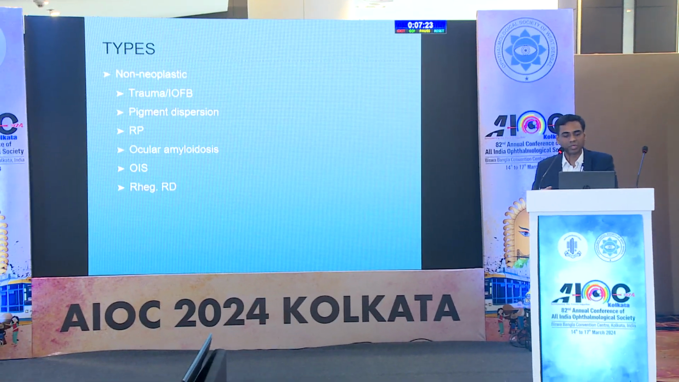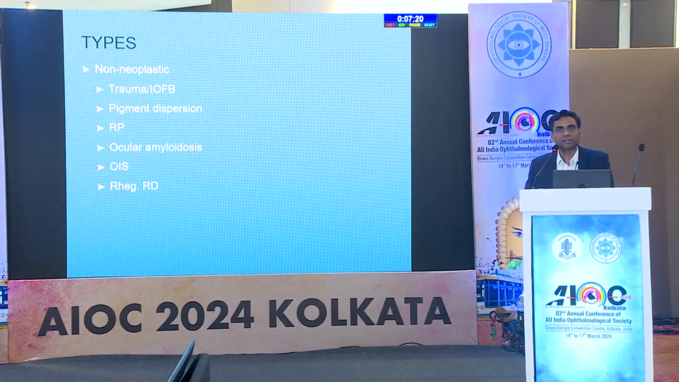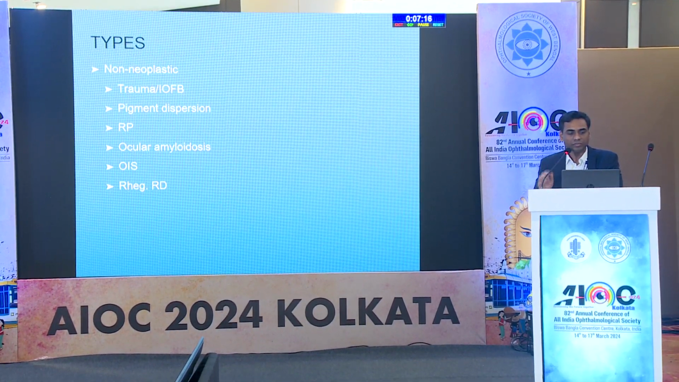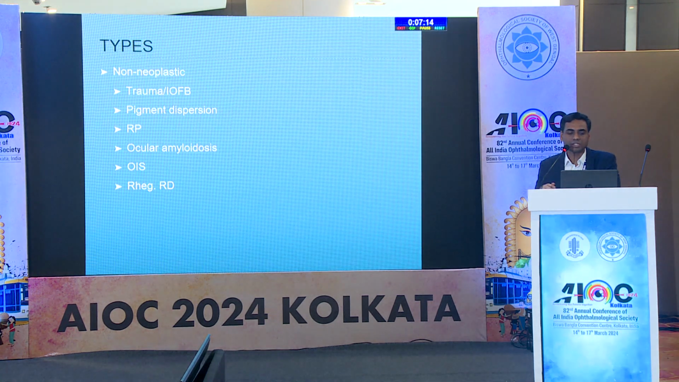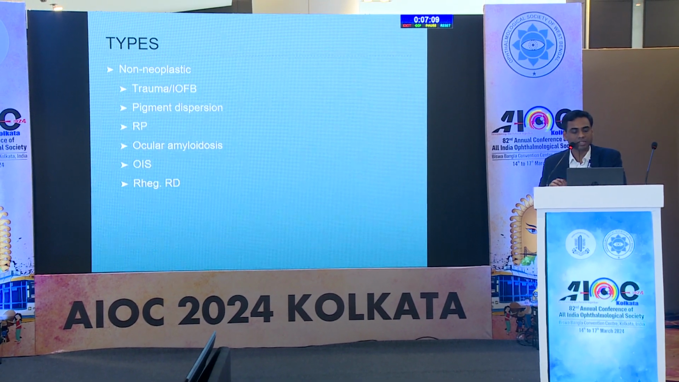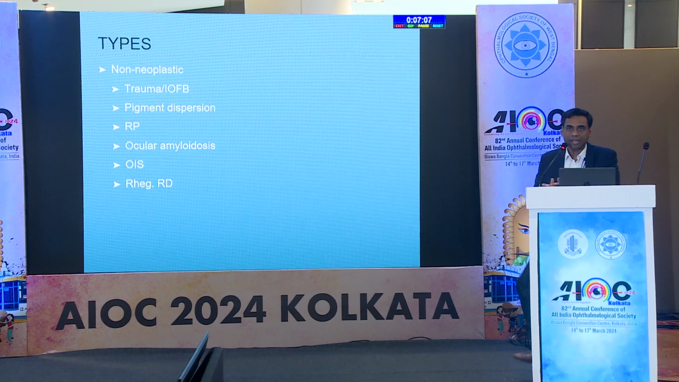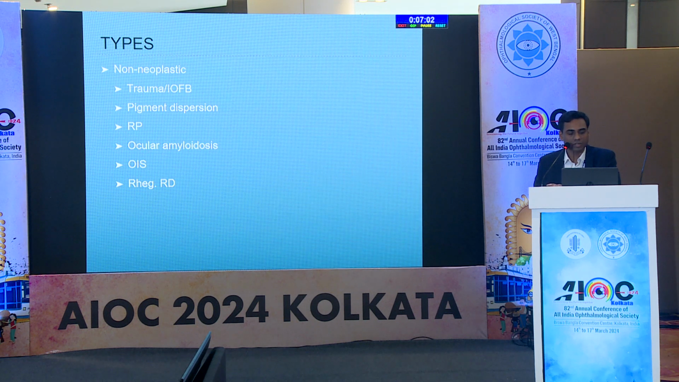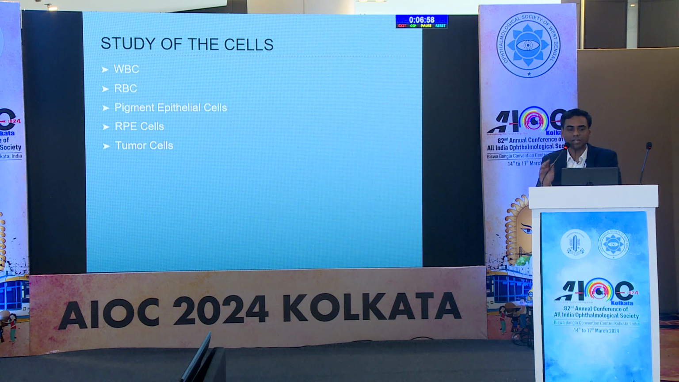One is a non-neoplastic subgroup, which all of us come across in our practice. A trauma, intraocular foreign body, which present with cells, they can present as masquerades because they are not autoimmune in nature. Pigment dispersion, so the cells are pigmented cells, again, present like uveitis. Retinitis pigmentosa has cells, again it's not uveitis. Ocular amyloidosis, ocular ischemic syndrome, rhegmatogenous RD, all of them have cells, but they are not primarily uveitis.